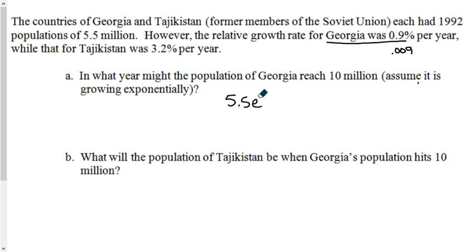So this will be 0.009 t. And we want to know when this will be 10 million, so we'll just set that equal to 10. And then we've got to go ahead and solve. Now, there's a bunch of ways of doing this. What we've been doing so far is to divide both sides by 5.5.